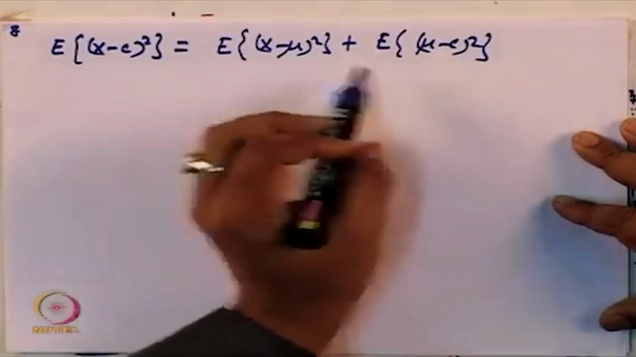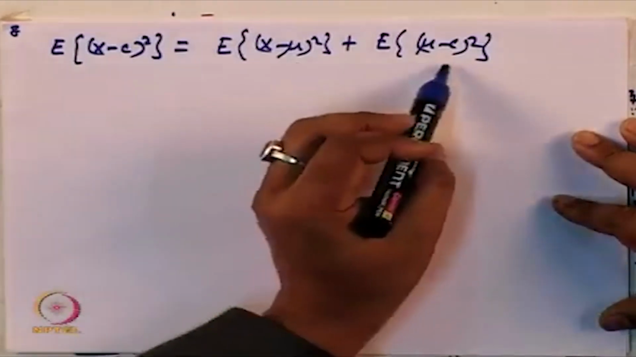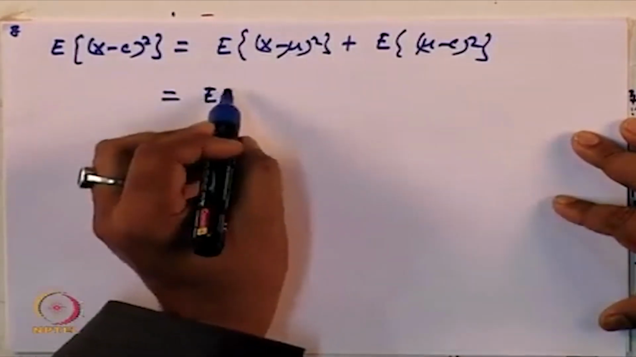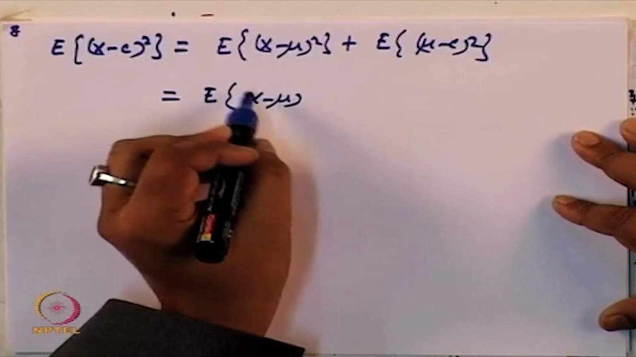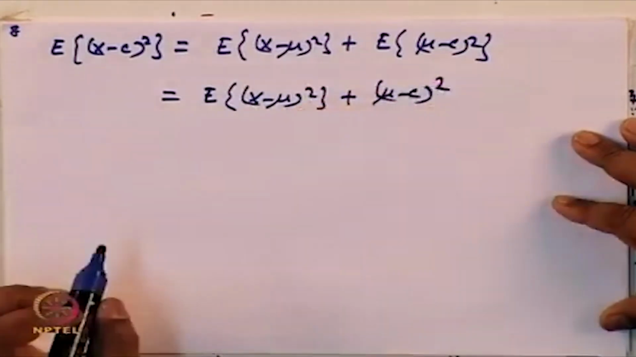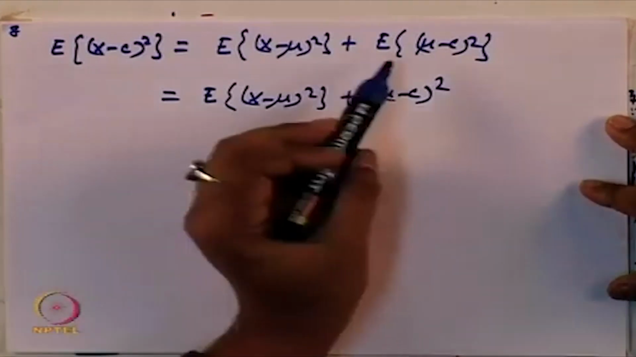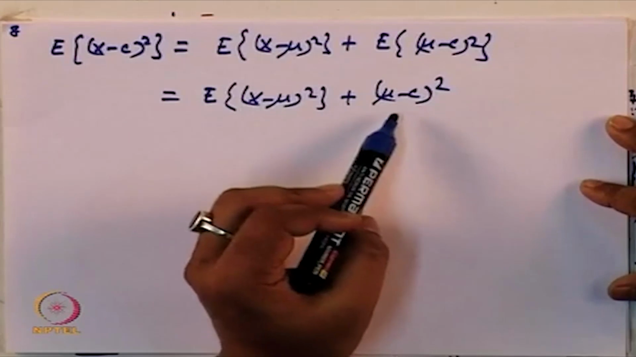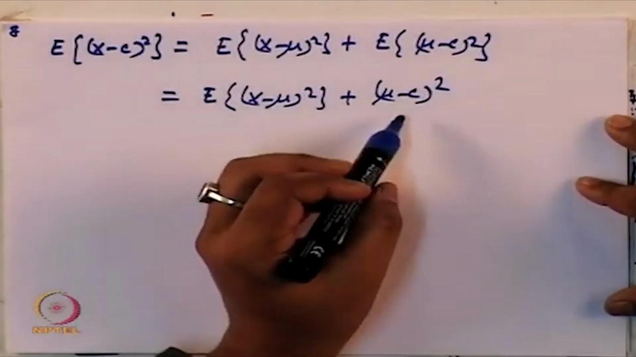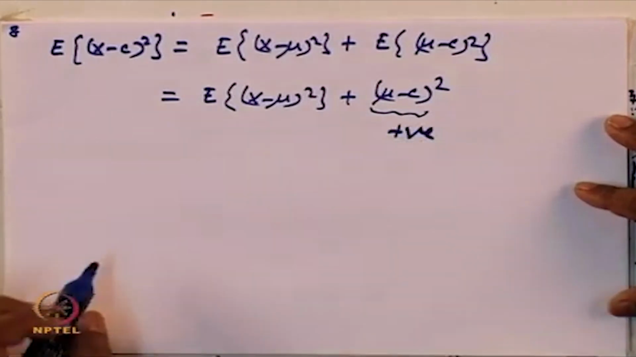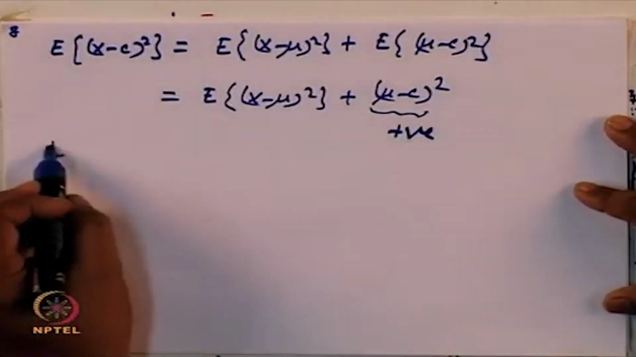So, I can write this. Expectation of mu minus c whole square, I can further simplify. Okay. So, this is a constant, so the expectation of this constant is simply that value. And mu minus c whole square is a square, so that means that this is always positive. Okay.